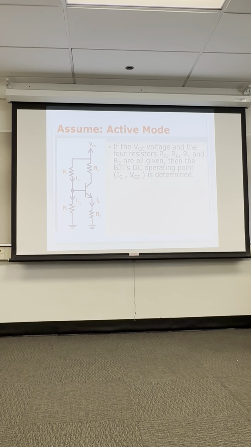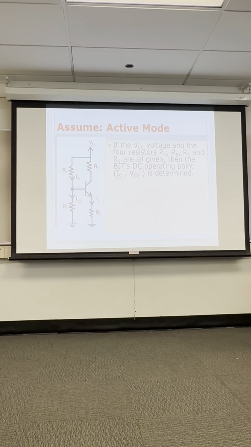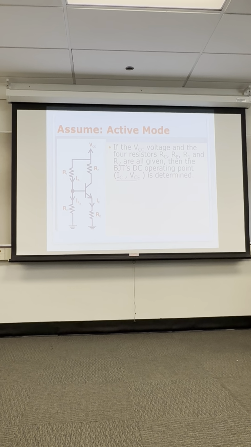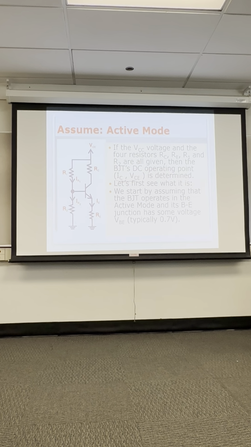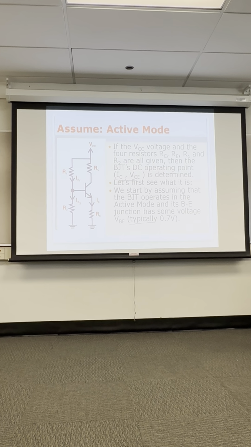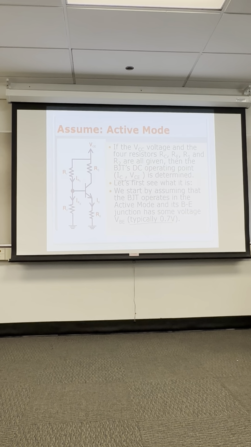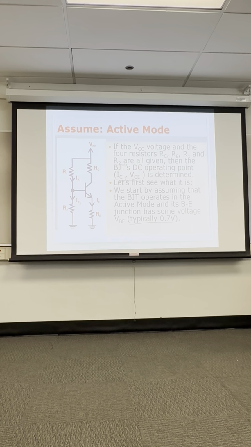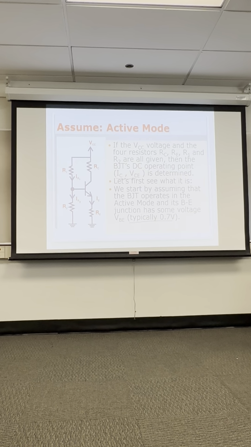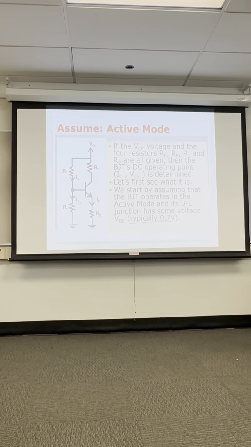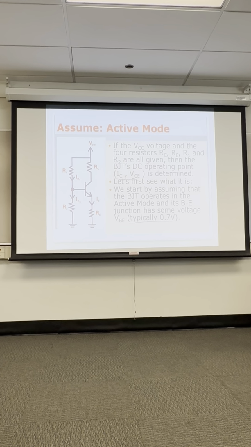So assume active mode, and you want to determine what's I sub C and what's the collector emitter voltage, which is the DC operating point for the transistor. And then to find out what it is, we basically use our diode assumptions. If the P-N junction is on, it's going to be around 0.7 volts across it. So this base emitter diode here is going to have 0.7 volts ideally across it when the device is on.